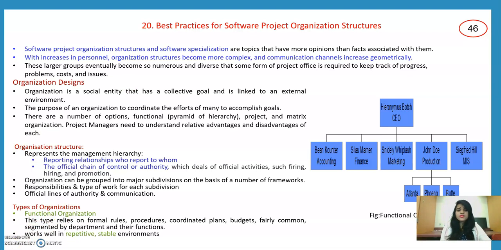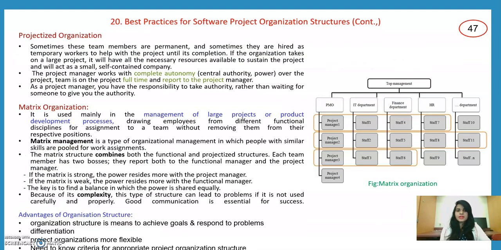This type relies on formal rules, procedures, coordinated plans, and budgets, fairly commonly segmented by department and their functions, and works well in a repetitive and stable environment. We also have the projectized organization. In the projectized organization, team members are permanent, and sometimes they are hired as temporary workers to help with the project until it is completed. The project manager works with complete autonomy and central authority of power over the project, and the team is on the project full time and reports to the project manager.